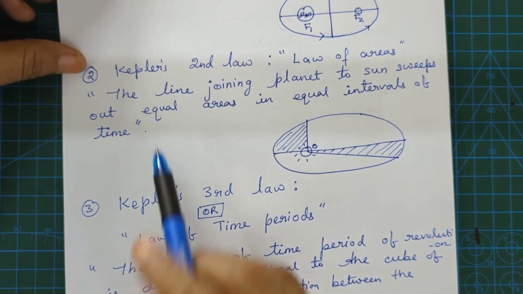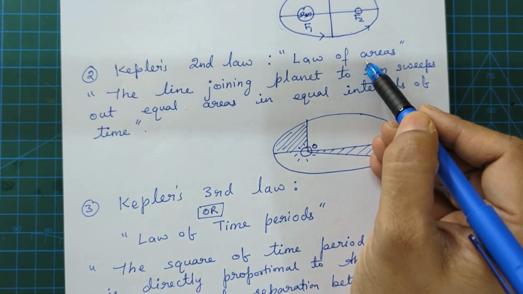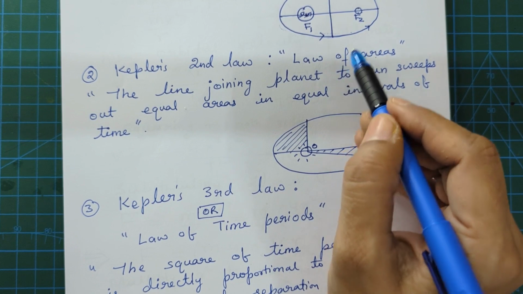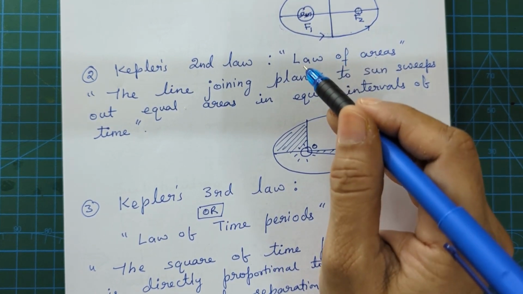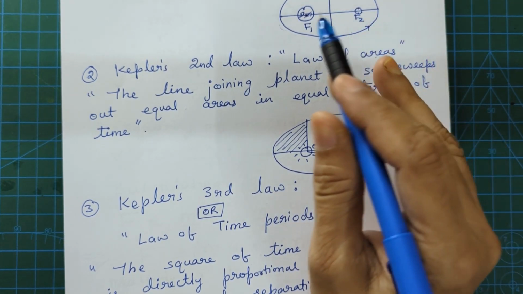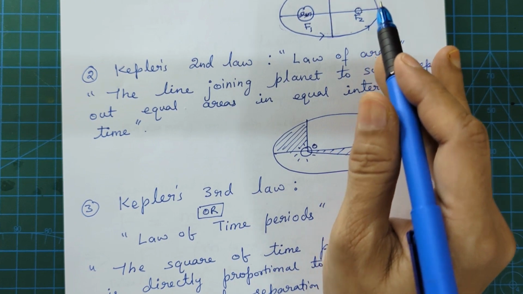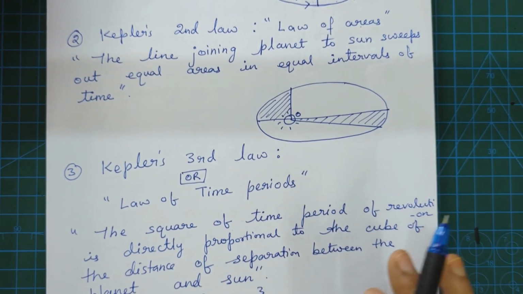Kepler's second law is called the law of areas. First I will state it, then I will tell you what it means. The law of areas states that the line joining the center of the sun to the center of the planet sweeps out equal areas in equal intervals of time. That's a statement to be remembered, quite rhyming also.